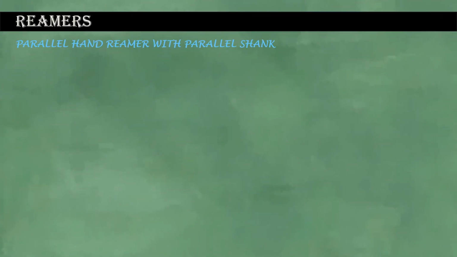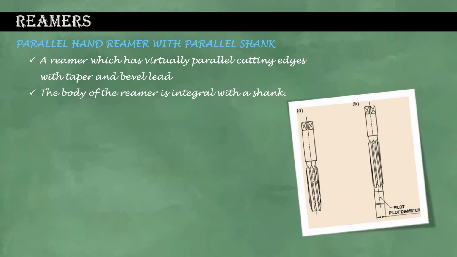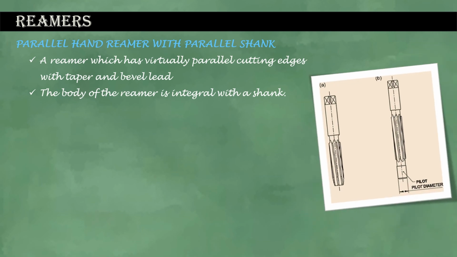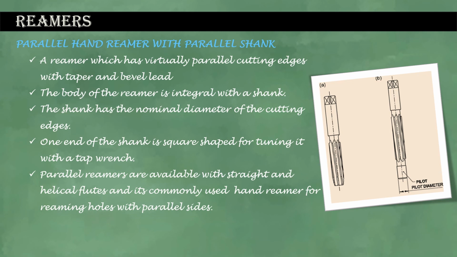Parallel hand reamer with parallel shank. A reamer which has virtually parallel cutting edges with taper and bevel lead. The body of the reamer is integral with the shank. The shank has the nominal diameter of the cutting edges. One end of the shank is square-shaped for turning it with a tap wrench. Parallel reamers are available with straight and helical flutes, and it's the commonly used hand reamer for reaming holes with parallel sides.